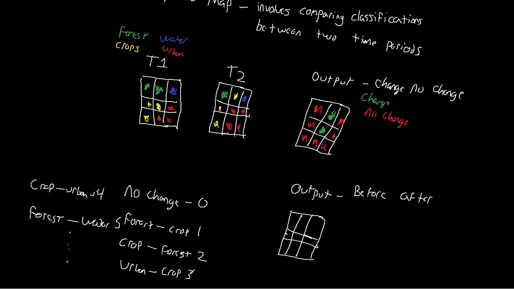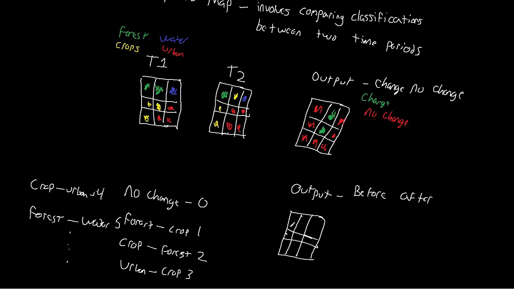Now, I want to make clear here, these numbers, I'm making them up. Forest to crop doesn't have to be 1. It could be 1,000 for all we care. The only thing we care about is that each combination gets a unique identifier so that in the output, when you see a pixel, you can find the value and go back and figure out what type of change it was, what it was before and what it was after.